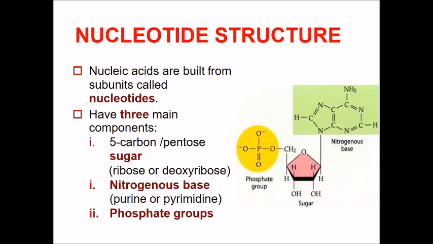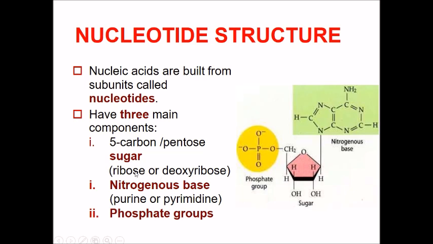So the nucleotide structure, which is the monomer of nucleic acid, has three main components. The first one is a pentose sugar. Pentose refers to a sugar that has 5 carbons. So here is carbon number 1, carbon number 2, carbon number 3, carbon number 4, and this one is carbon number 5. The sugar is either ribose or deoxyribose.